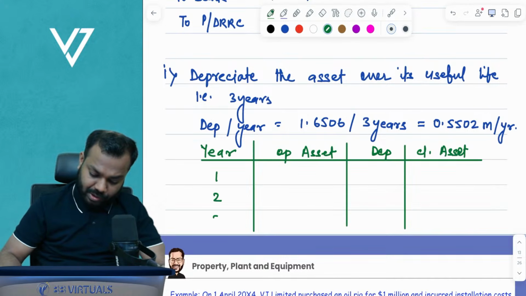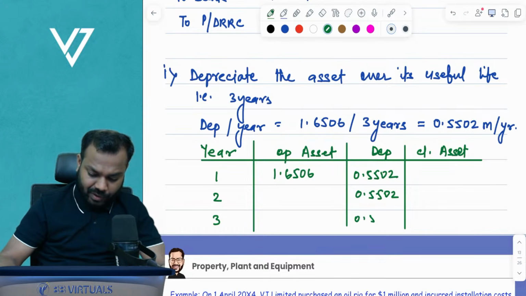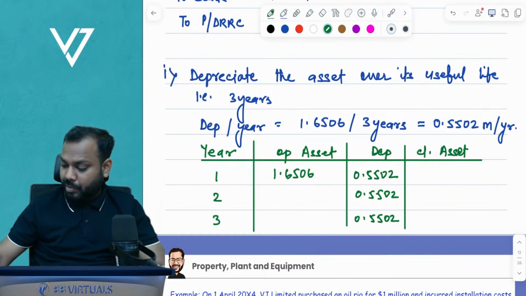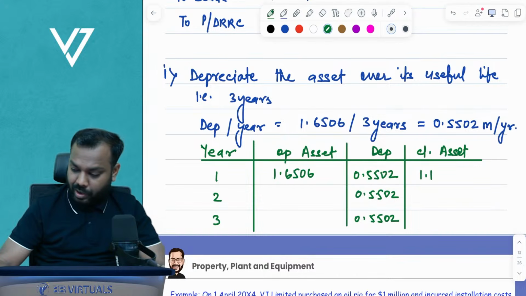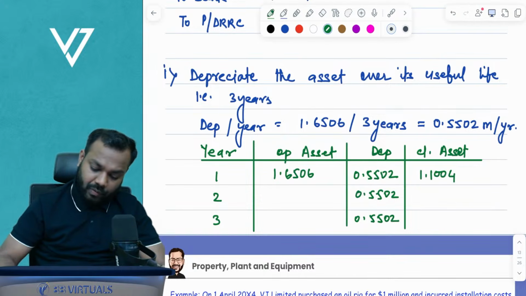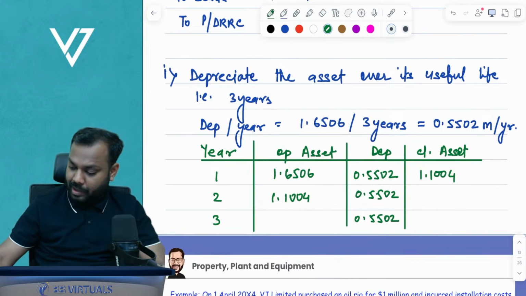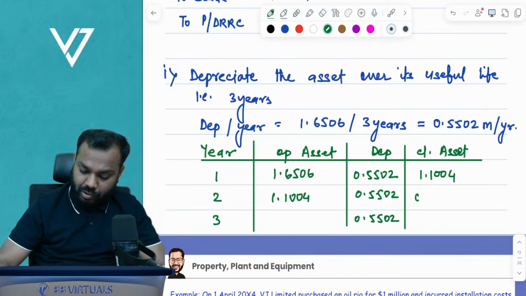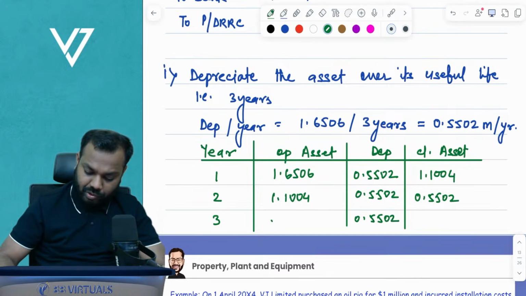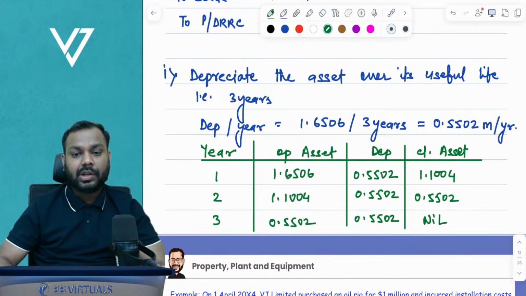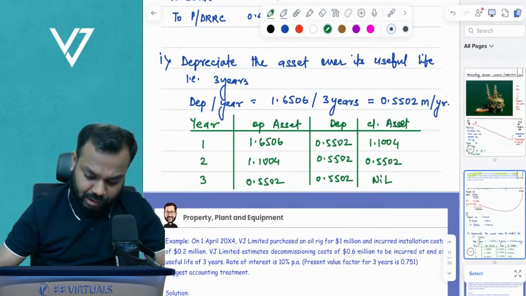Year 1, 2, 3, opening is 1.6506, depreciation is 0.5502. Closing asset will be 1.6506 minus 0.5502, which is 1.1004. Then 1.1004 minus 0.5502, and the final year depreciation is 0.5502, leaving nil. So this is how the asset should look. Now, the story doesn't end here.